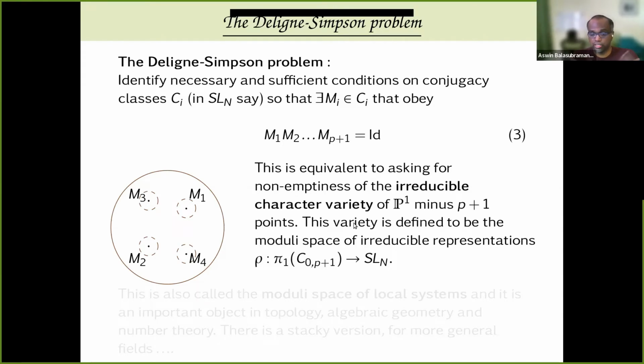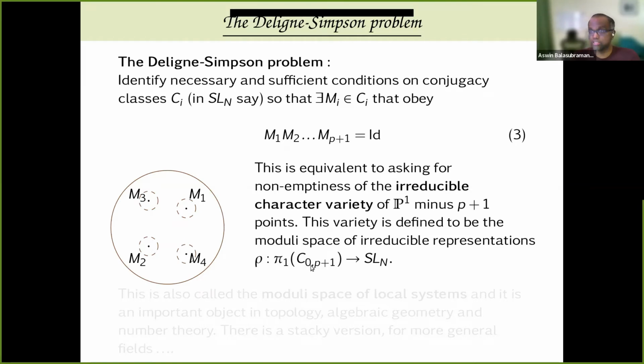There's an interesting and nice geometric interpretation of this problem. It turns out this is equivalent to asking for the non-emptiness of what is known as the irreducible character variety, in this case of P1 minus p plus 1 points. So I'll tell you what this definition means. This is basically defined to be the moduli space of irreducible representations of the pi1, which is the fundamental group of some algebraic surface.